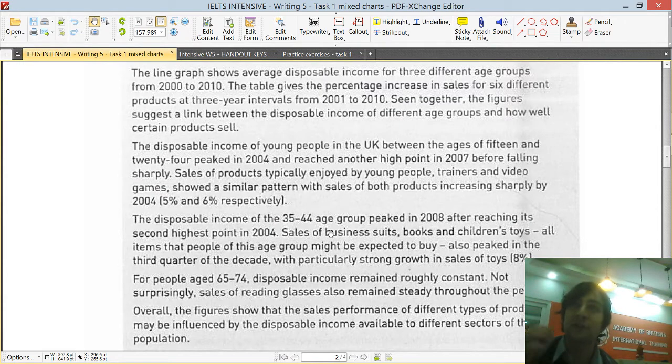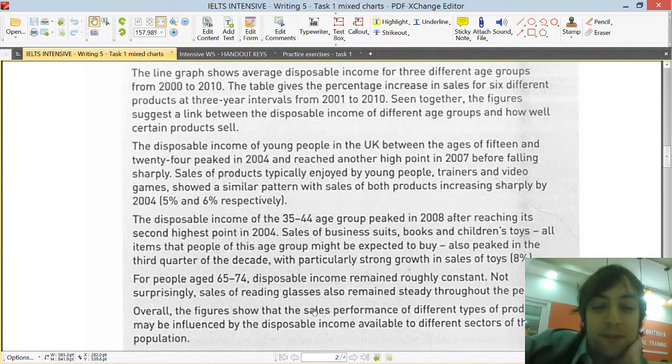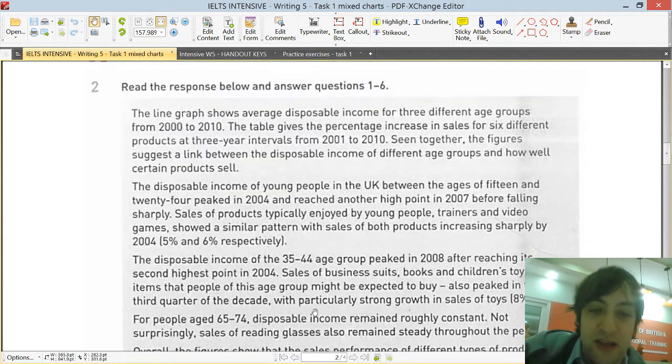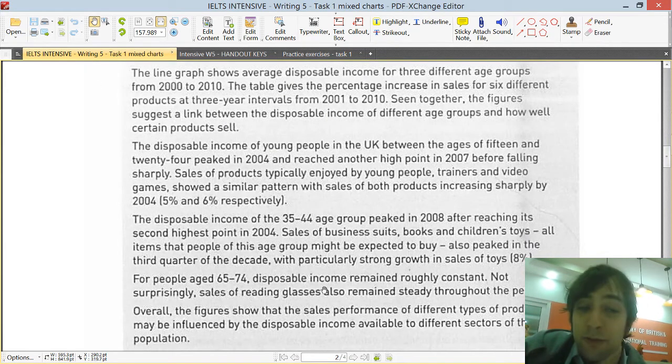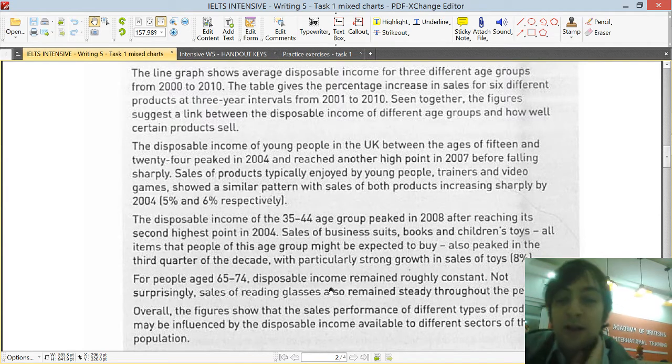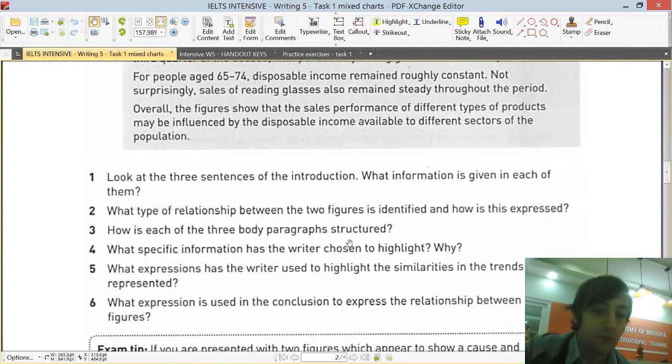You don't really need to highlight any particular figures there, okay? So as you can see, they've actually used a 5-paragraph structure for this essay, which is completely fine. I would just use a 4-paragraph structure myself. I would probably, again, start with the 35 to 44-year-old age group for my first paragraph, and then combine the young people and the elderly demographics in one paragraph, and then finish, of course, with a similar conclusion.